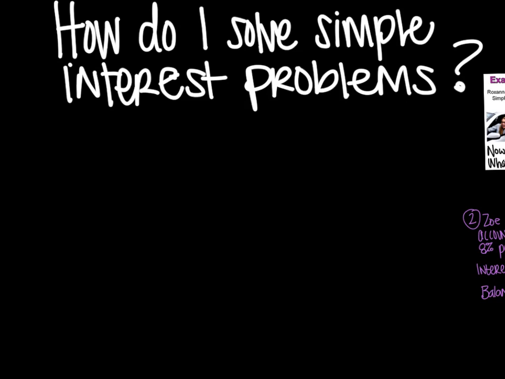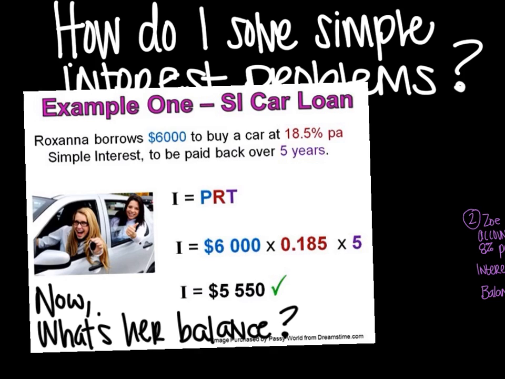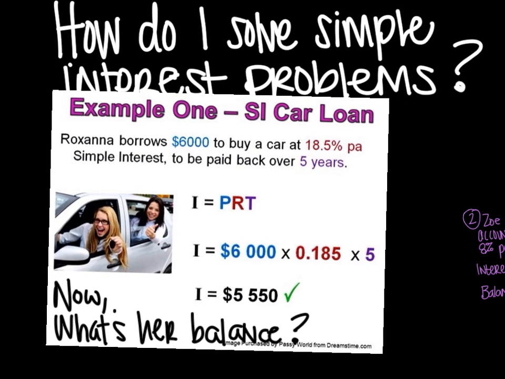So we need to be able to solve these simple interest problems, and to do that, we are going to use our formula, I equals P times R times T. The first example here is a nice one. I like the color-coded picture, so that's why I've included this. It says Roxana borrows $6,000 to buy a car, 18.5% simple interest to be paid back over 5 years. So I equals P times R times T. All you do is plug in the information, and it's color-coded here for you so you can see what's happening. Remember your percent, you have to change it so that you have a decimal. And then over 5 years, so it's times 5. All you do is type that in your calculator, and you will get an answer of $5,500.